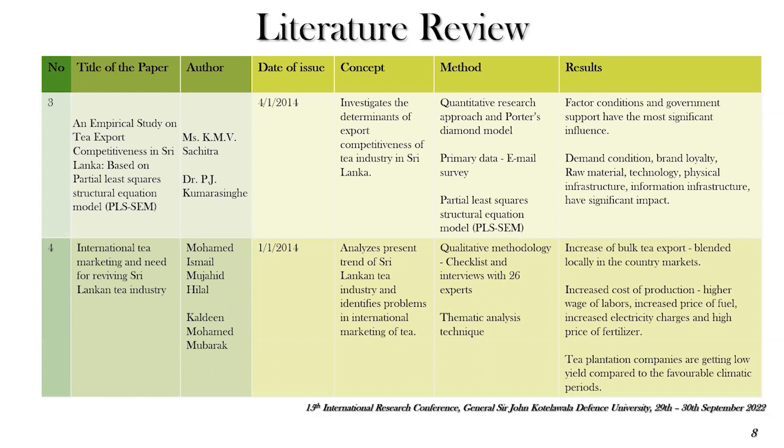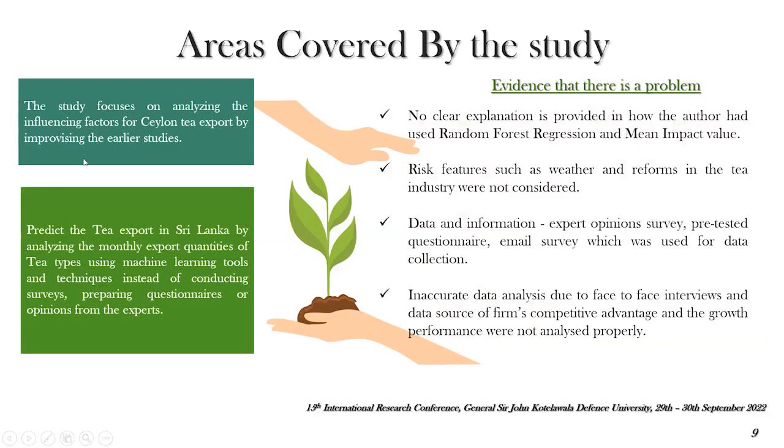Then the fourth paper analyzes the present trend of the Sri Lankan tea industry and identifies the problems in international marketing of tea. Here, as a result, they have found that the increase of bulk tea in export is blended locally in the local markets, and the increase in cost of production is due to the high wages of labor, increased price of fuel, increased electricity charges, and high price of fertilizers.